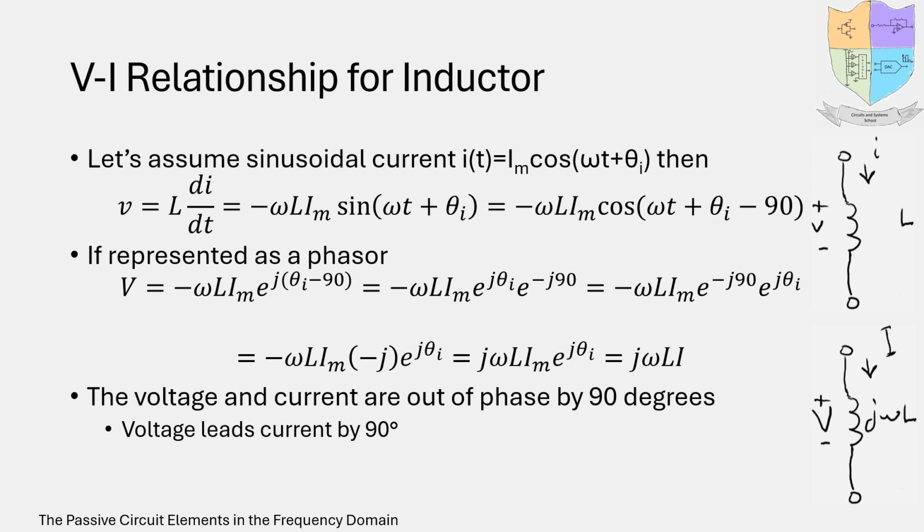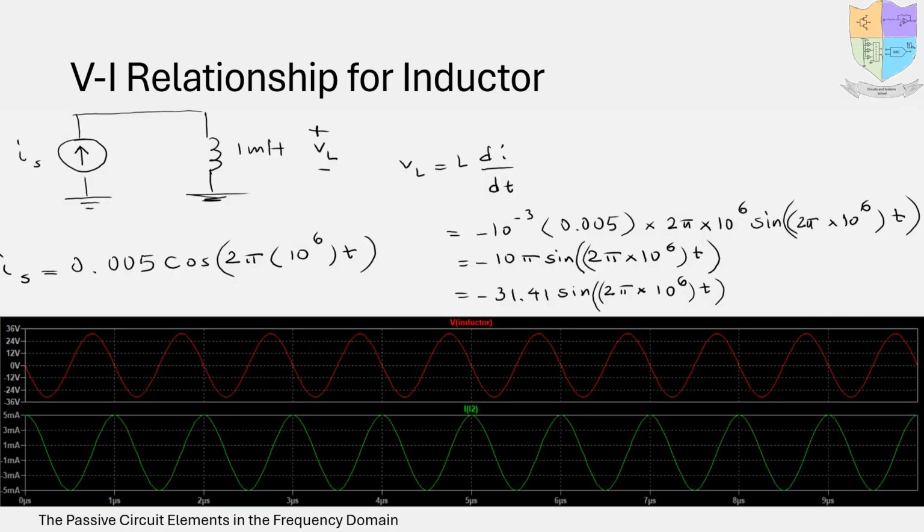As we can see, the voltage and current are out of phase by 90 degrees. In fact, the voltage leads current by 90 degrees. Alternatively, we can say that the current lags the voltage by 90 degrees. You can see a numerical example along with waveforms obtained through simulation. The red plot represents voltage, whereas the green plot represents current.